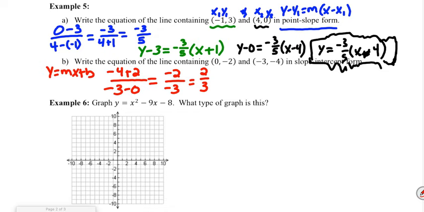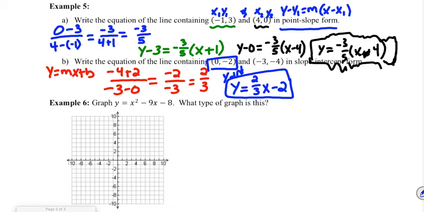Now, if you look at these two ordered pairs, because this one has an x value of 0, I know that this is my y-intercept. That is where my graph is going to cross the y-axis. So I don't need to plug in a point to find my b value. I already know that that's b. So I can write my equation right now: y equals 2/3 x minus 2, and that is slope-intercept form.